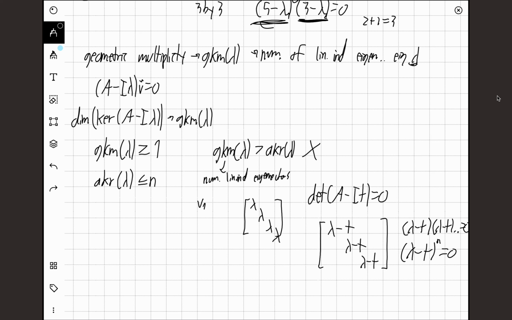The algebraic multiplicity will depend on the number of vectors we have on the diagonal, and a new eigenvector will always add something to the diagonal. So the geometric multiplicity physically cannot be bigger than the algebraic multiplicity. It just doesn't make sense.